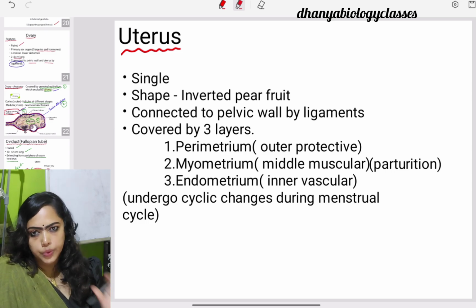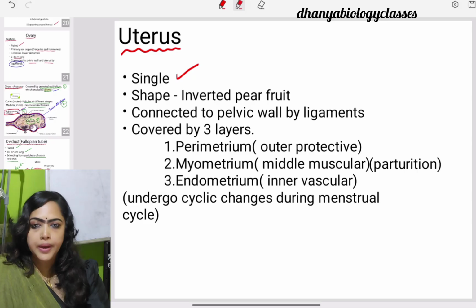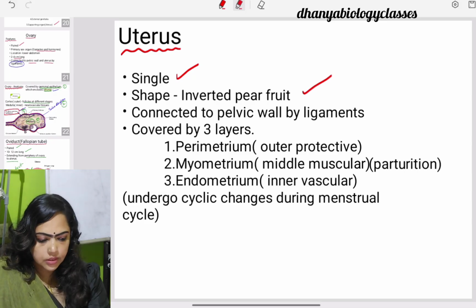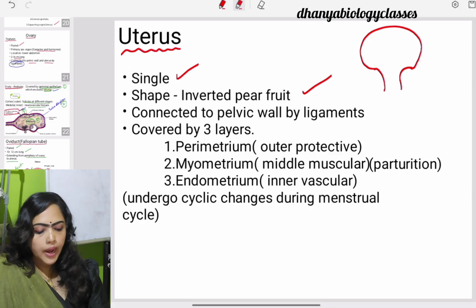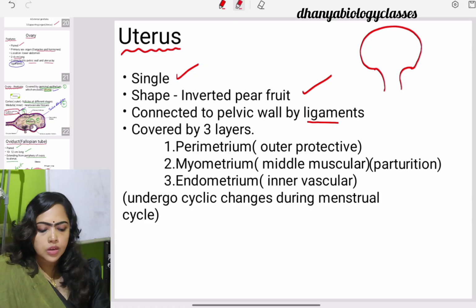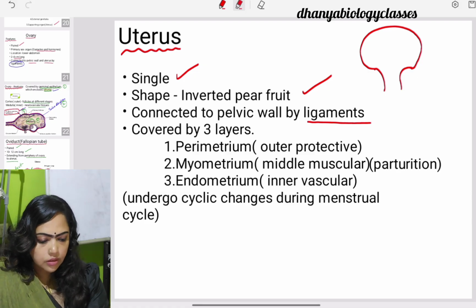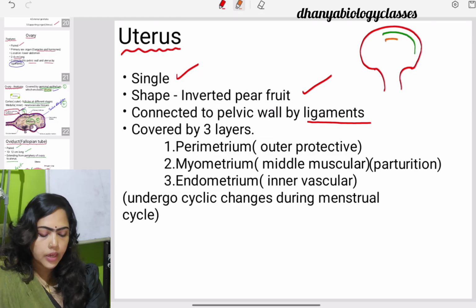And the next is the uterus. It is single. The shape is like an inverted pear fruit, that is, the anterior part is broader while the posterior part is narrow. And here also it is connected to the pelvic wall by what? Ligaments. And then it is covered by 3 different layers. Outer layer is there, then one middle layer is there, and then what? Inner layer is also there. So 3 different layers are there.